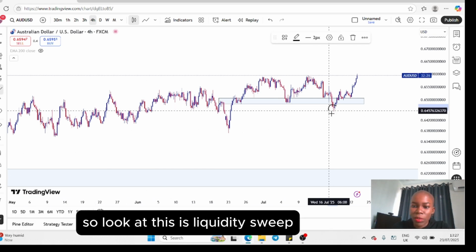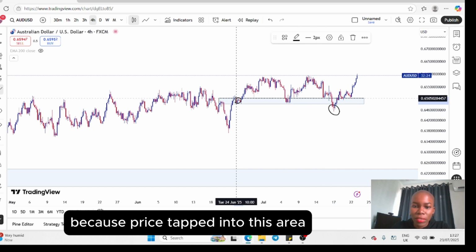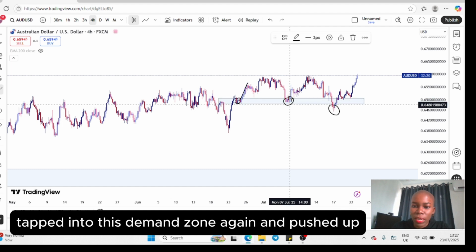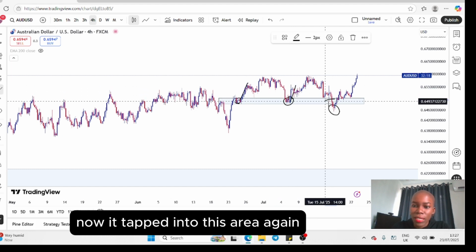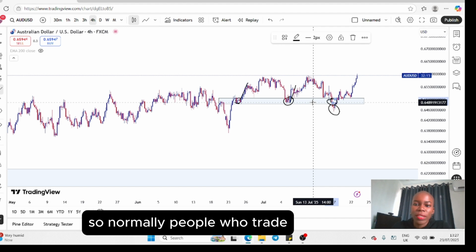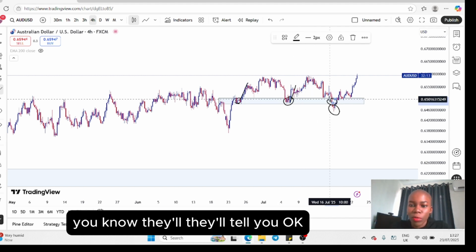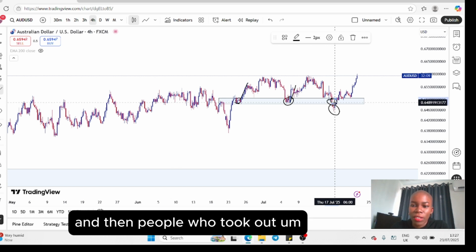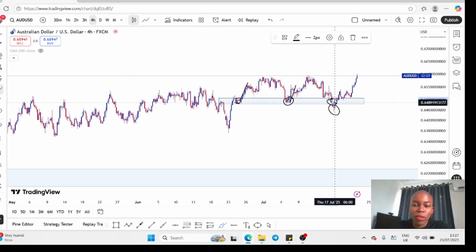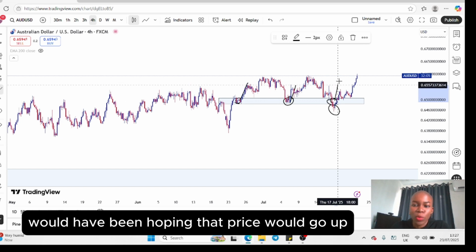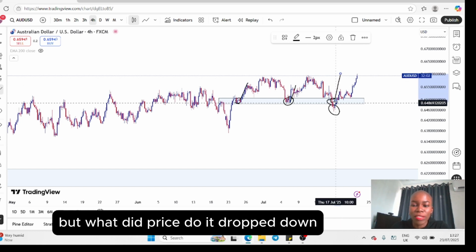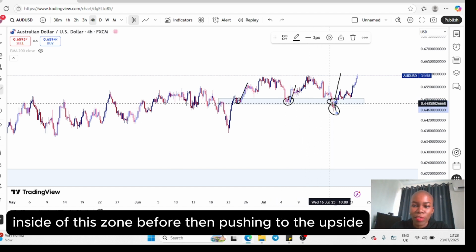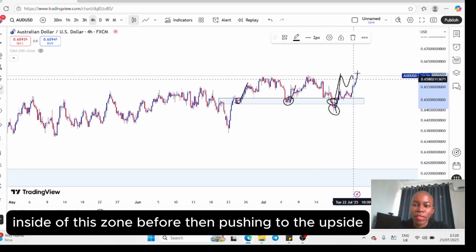So look at this, this is a liquidity sweep, because price tapped into this area, pushed up initially, tapped into this demand zone again and pushed up. Now it tapped into this area again. Normally people who trade will tell you, okay, buy at support. So this was a support area here, and people who bought around here would have been hoping that price would go up. But what did price do? It dropped down, taking out the stops that were sitting inside of this zone before then pushing to the upside.